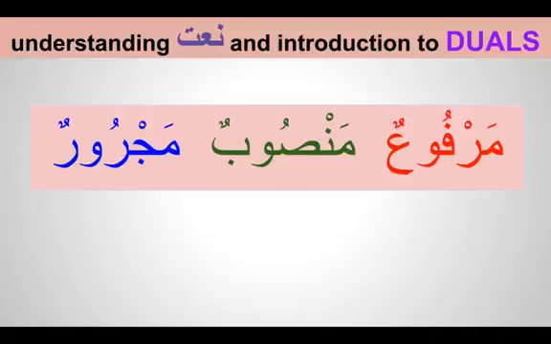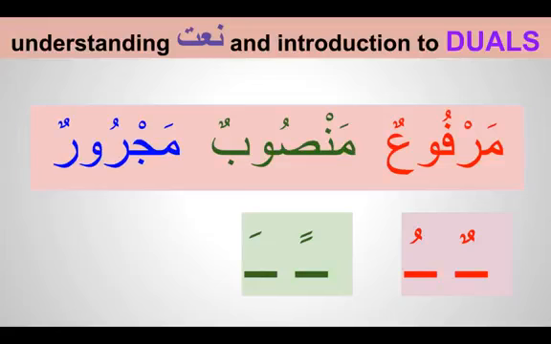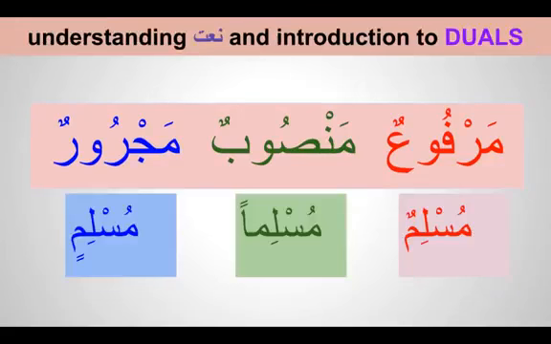So let's go to our marfu, mansoob, majroor business. So we know that in singular nouns and in nouns which are not jamu aqil, we have the sign of marfu as damma or dammatain, and fatha, fathatain for mansoob, kasra and kasratain for majroor. So we know marfu, mansoob, and majroor, how the noun is identified, which is a subject, which is an object, and which is an ism majroor. And we've learned that it is muslimun. For example, it's muslimun, musliman, and muslimin. So marfu, mansoob, and majroor forms.